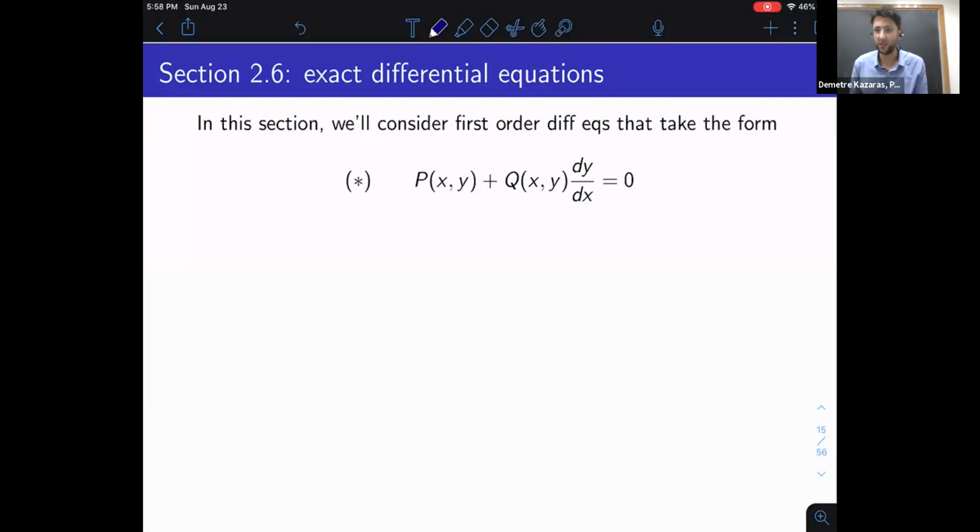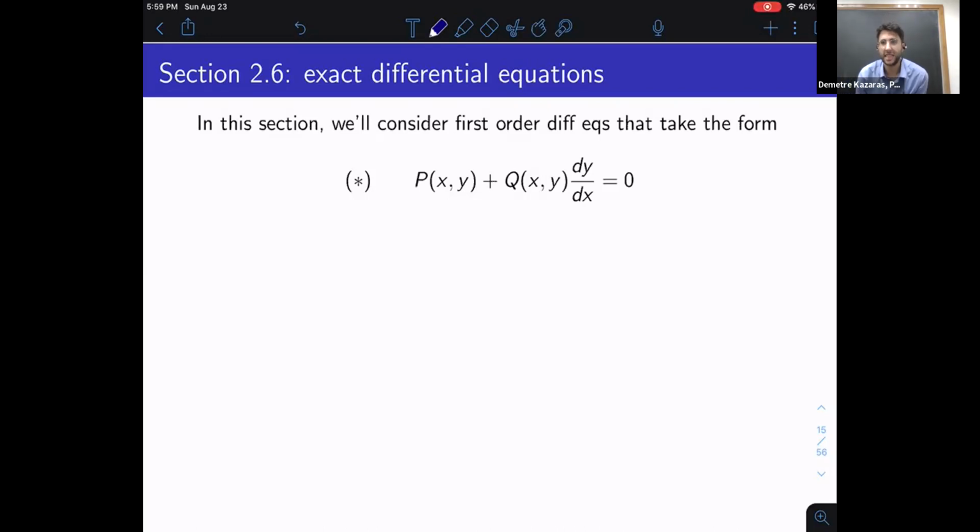So I'll try to break it down into a couple of more manageable parts, but a lot of content is in here. We'll consider a lot of different first order differential equations that will fall into this form. And this generalizes, basically, everything we've seen so far. Well, let's take a look.